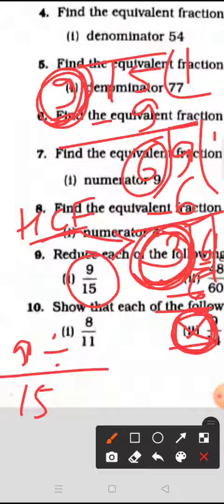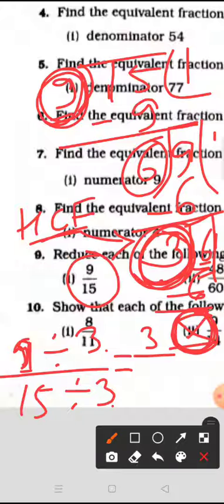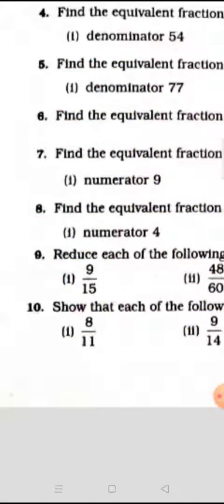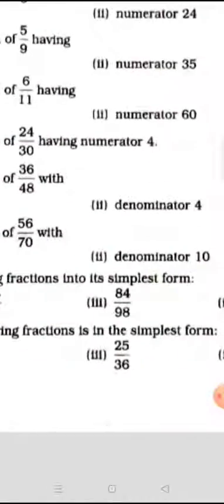Now the next process is 9 upon 15. Now divide by the HCF. Your HCF is what? 3. It means you have to divide by 3. How much is coming? 9 divided by 3, 3 3s are 9, you know that. And 3 5s are 15. 3 upon 5 is your answer. Have you understood? Like this, you have to do the remaining part on your own.